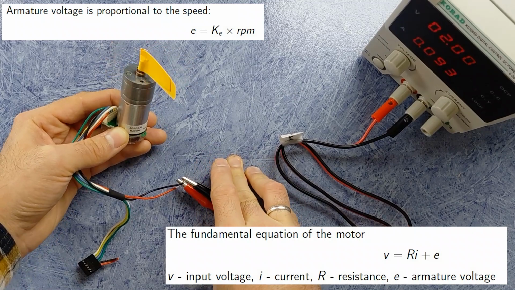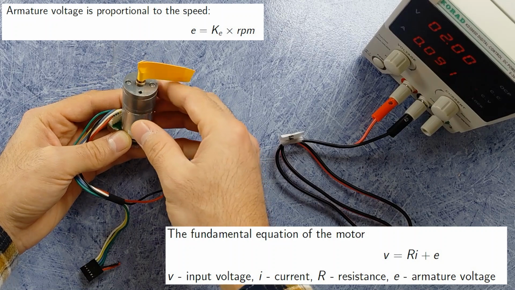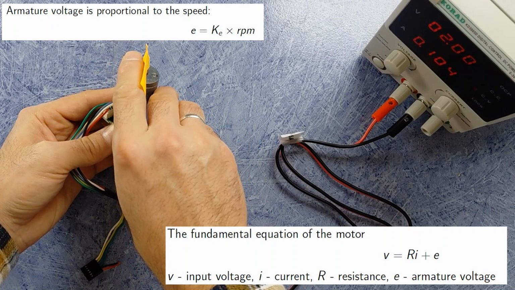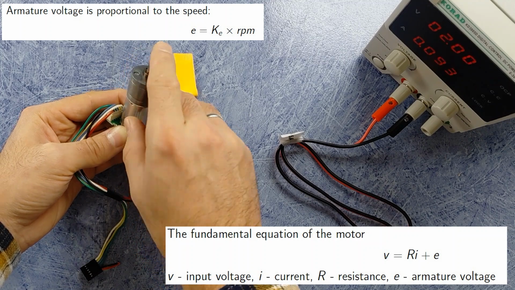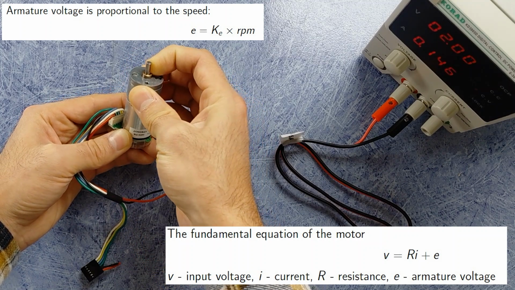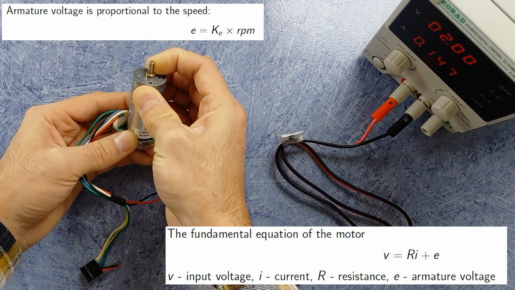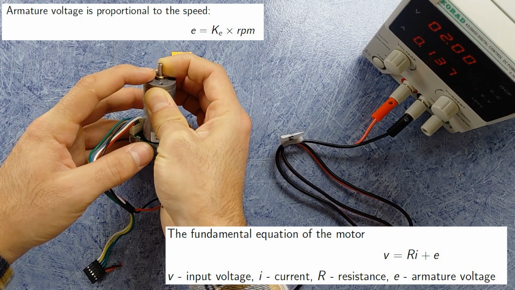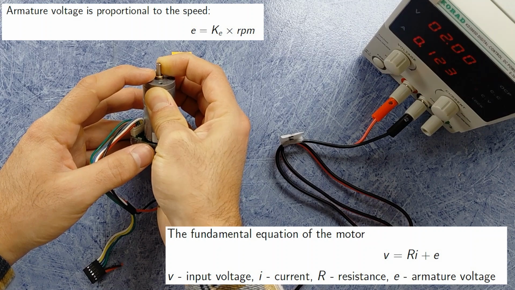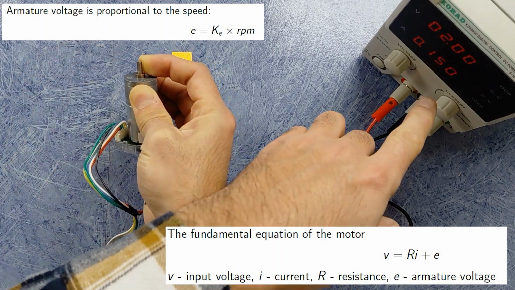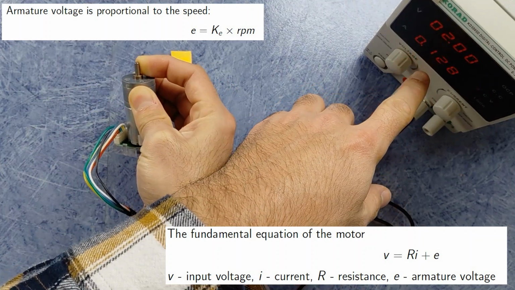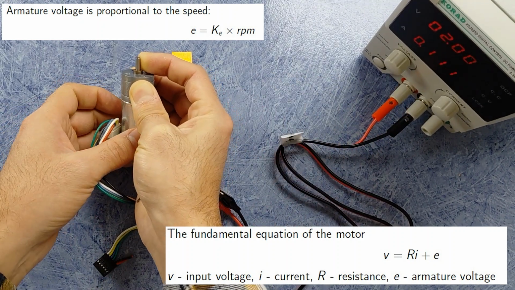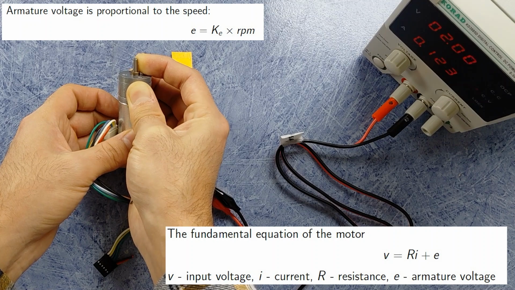Next, I will put some load. How do I do it? I will create some friction. So let me remove it. And as you see, the motor started spinning slower. It started spinning slower, but at the same time we can see that the current has increased. It's a direct consequence of the equation that I just showed you.